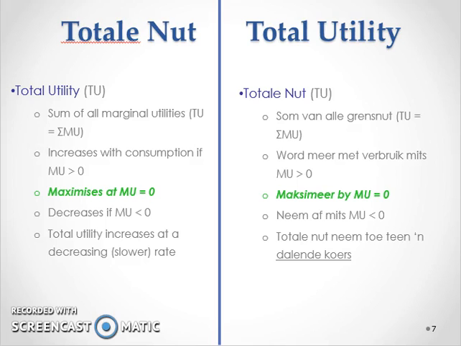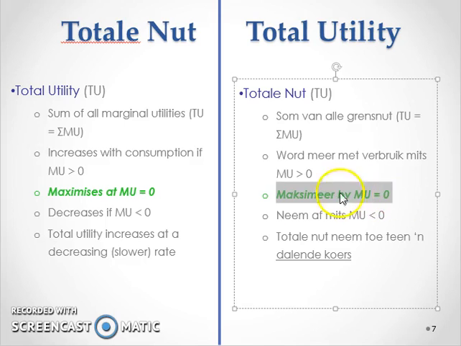Now, I actually maximize my utility when my marginal utility is equal to 0. So if I eat another cupcake and the marginal utility is 0, that means I gain no more. I can eat it, but I gain no more satisfaction from consuming it. That is the point where you maximize your total utility. So at that point, your marginal utility should have a value of 0. If you continue to consume, your marginal utility will become negative. That means you will start to decrease your total utility.